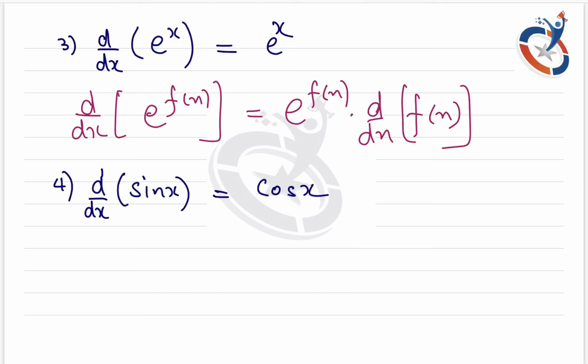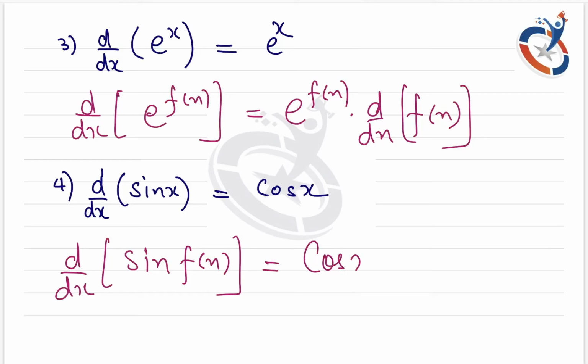The next formula was the derivative of sin x. Now, the derivative of sin x was cos x, right? So the derivative of sin f of x: instead of x, you have to keep f of x. Sin f of x, so its formula will be cos f of x into the derivative of f of x.